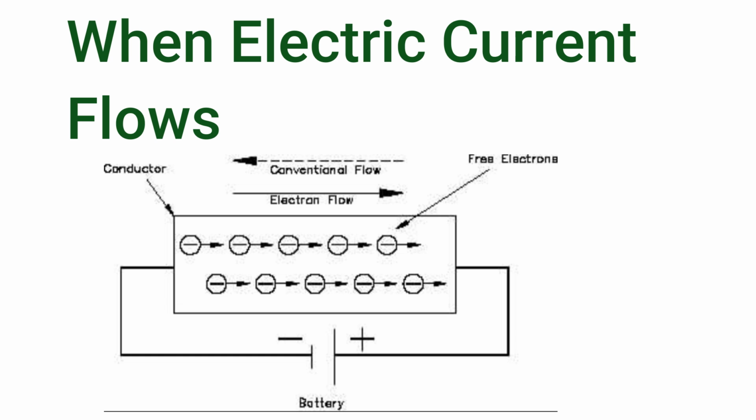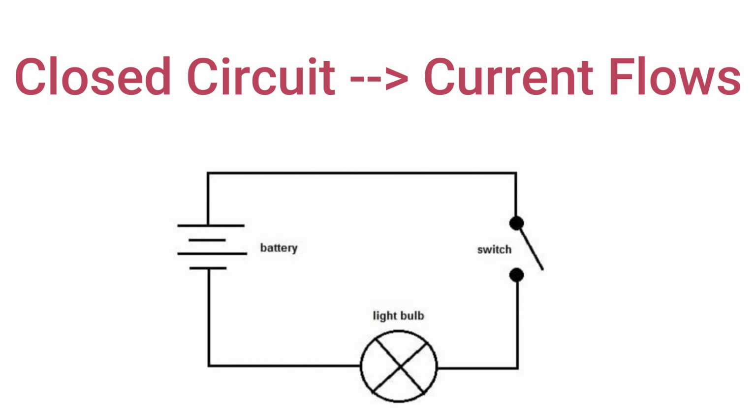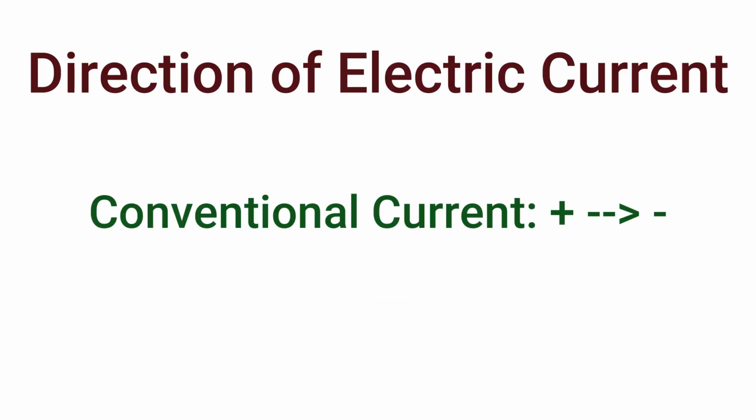Electric current flows only when there is a closed path, which is called an electric circuit. A battery provides energy to push electrons through the wire. If the circuit is open, electrons cannot move and current will not flow.